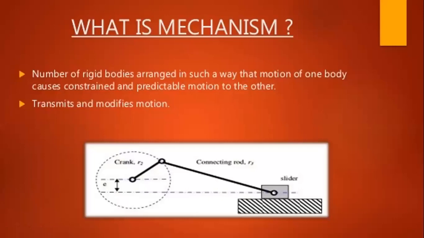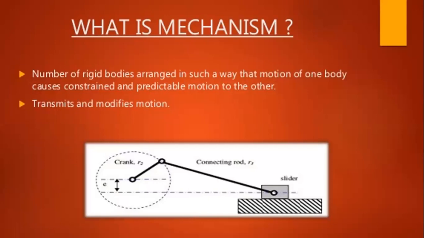First of all, we already defined what a mechanism is in the first unit, which is the basics. A number of rigid bodies arranged in such a way that the motion of one body causes constrained and predictable motion to the other. That is the definition of a mechanism, and it transmits and modifies the motion as well.